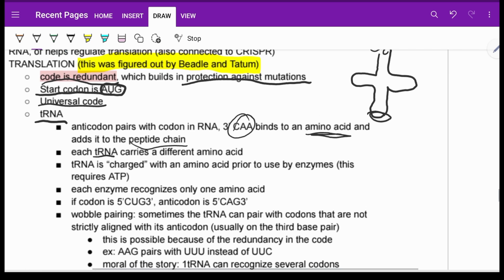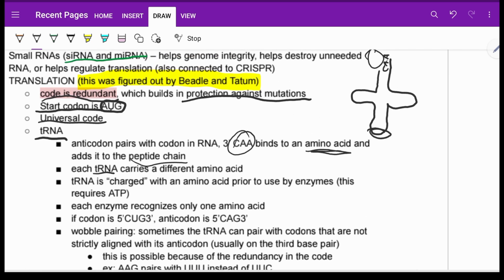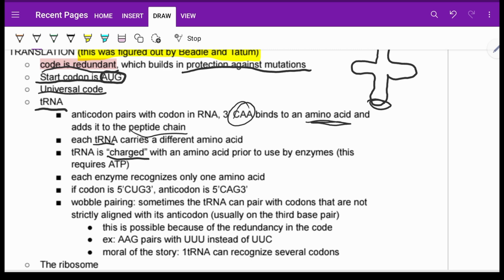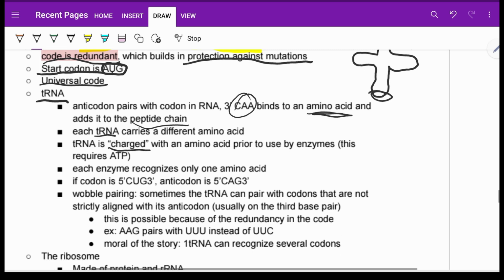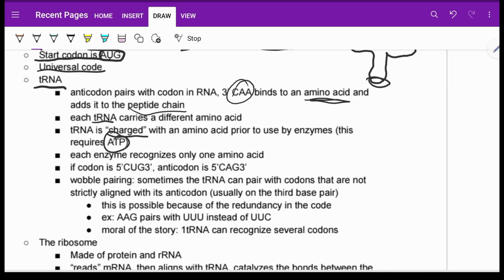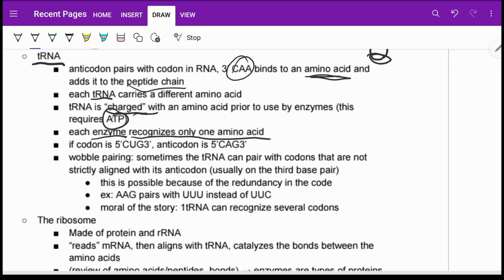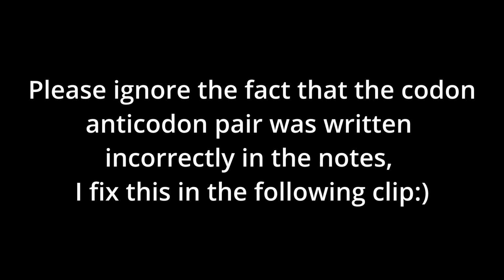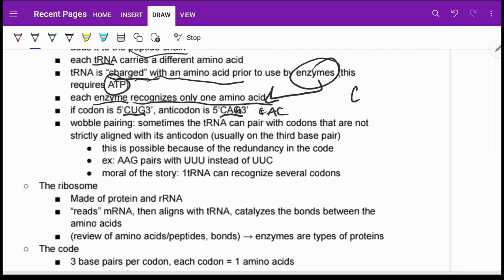And how does the amino acid attach to the CAA end? It is charged. We say it's charged with an amino acid. And this requires ATP. ATP is energy, adenosine triphosphate. So tRNA is charged with amino acid by enzymes, and these enzymes only recognize one amino acid. So this is again another way so nothing gets mixed up. Everything is compartmentalized to each amino acid, each codon. Nothing is getting mixed around. But yes, if the codon was CUG, it would be GAC.